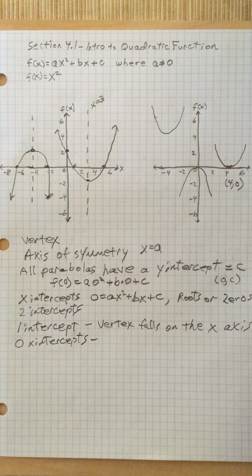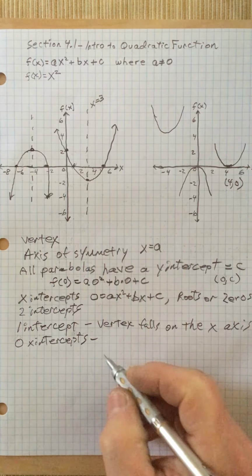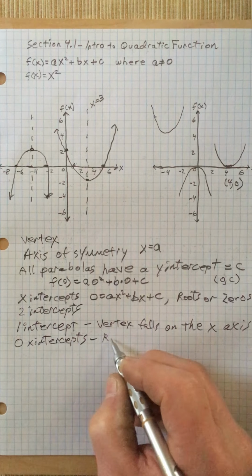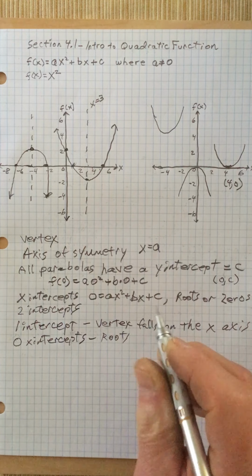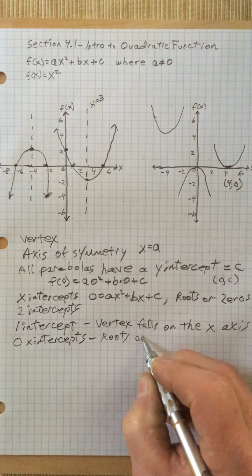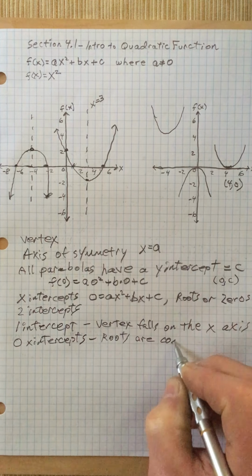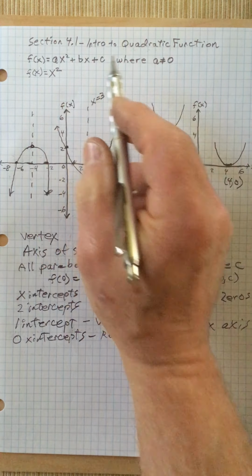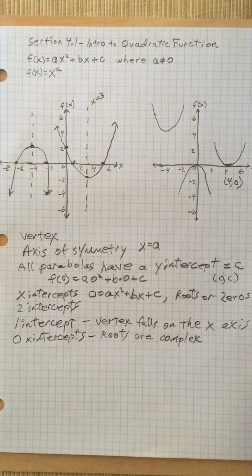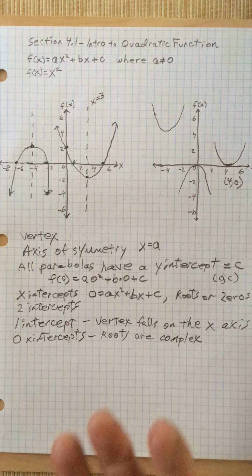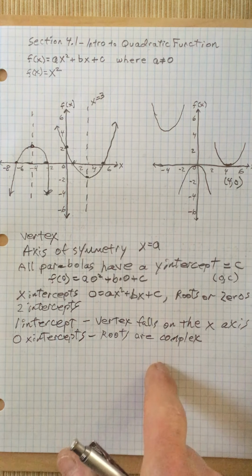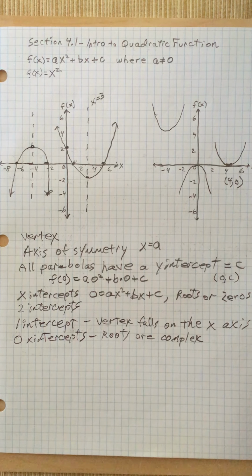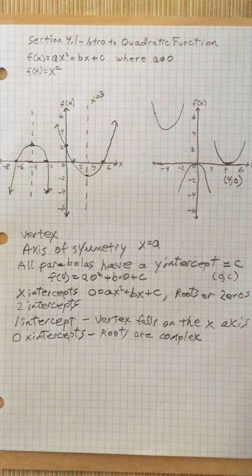But what if you were just looking at roots? When you have zero intercepts, the roots or the zeros are complex numbers or imaginaries. So if you plug a, b, and c into the quadratic formula, and you get imaginary roots or complex roots, then you know that this parabola does not have x-intercepts. Okay.